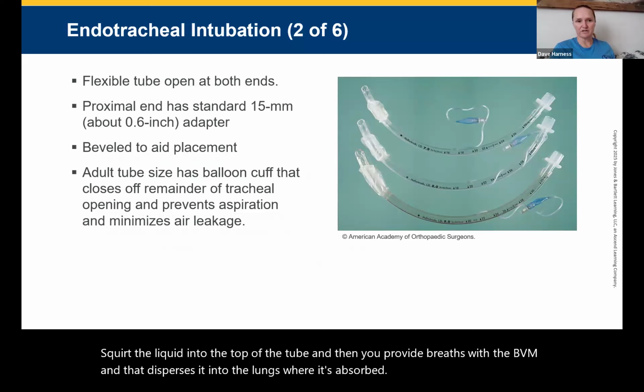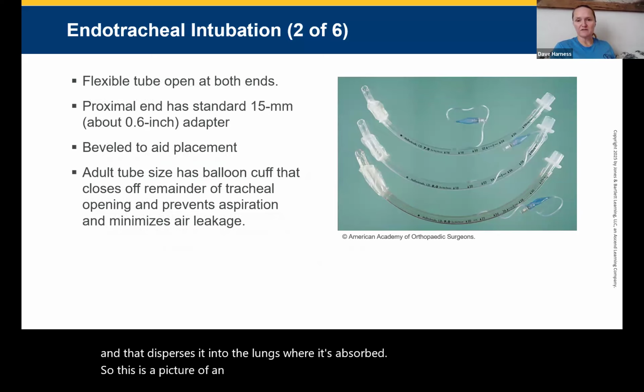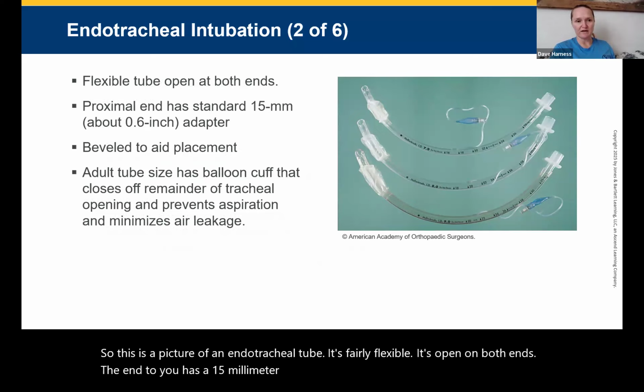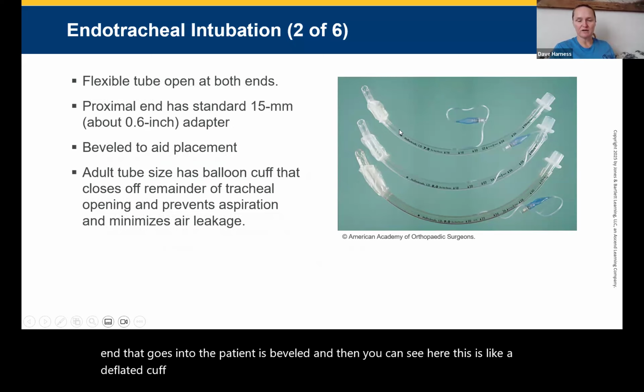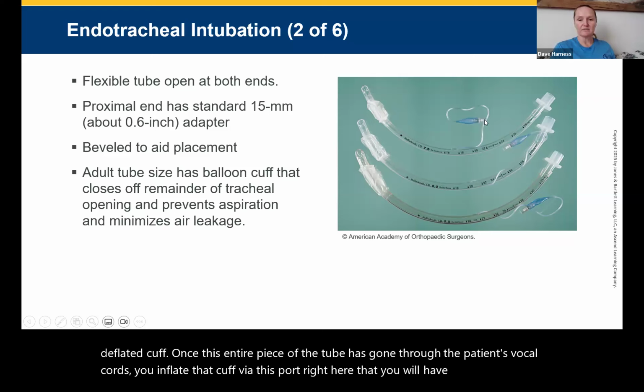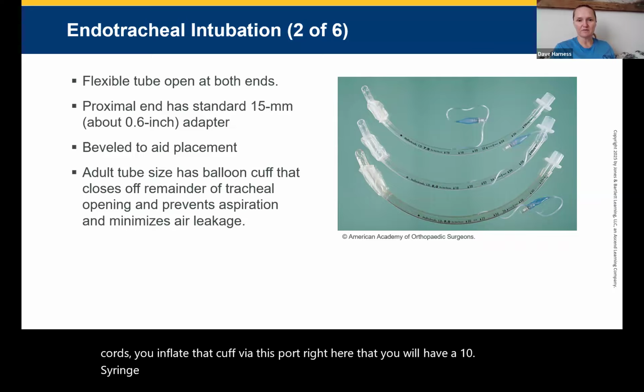So this is a picture of an endotracheal tube. It's fairly flexible. It's open on both ends. The end toward you has a 15 millimeter adapter, which is the same size as our BVMs. The end that goes into the patient is beveled, and you can see here a deflated cuff. Once this entire piece of the tube has gone through the patient's vocal cords, you inflate that cuff via this port right here that you will have a 10 ml syringe attached to. And so now this cuff completely occludes the airway, preventing anything else from going down.